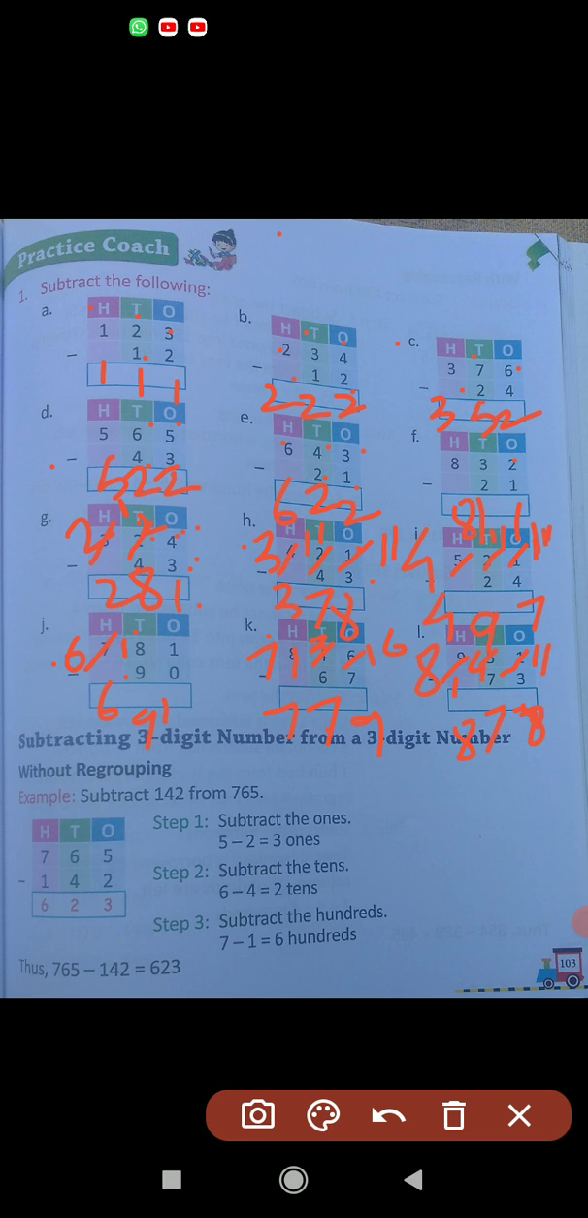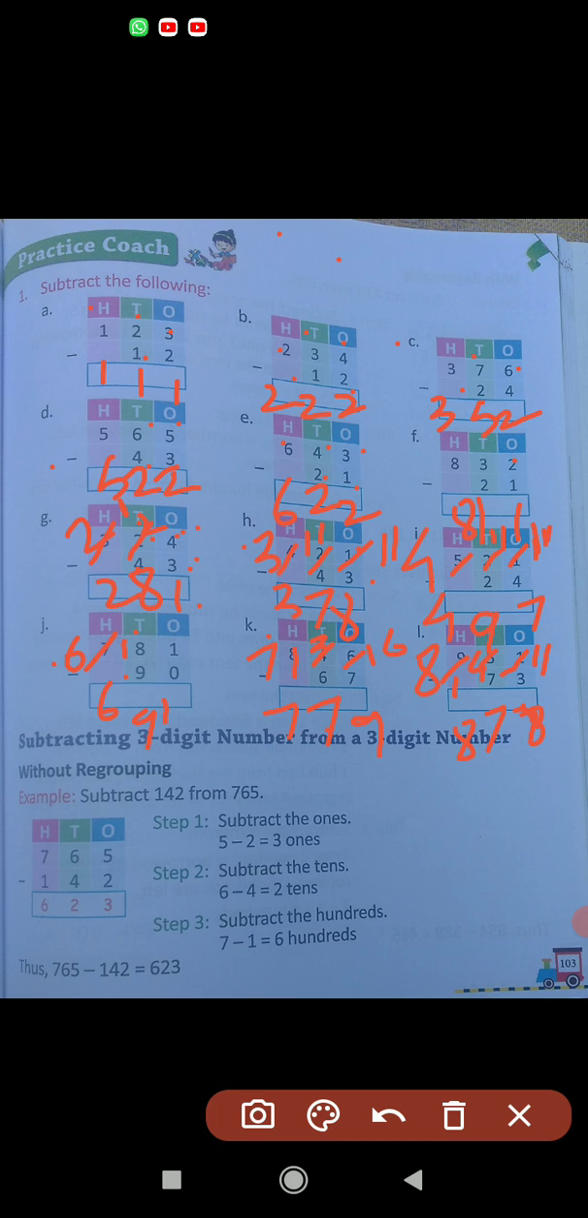And now we have solved question number 1 from page number 103. And I hope you are understanding, students, how to subtract 2-digit number from 3-digit number with regrouping and without regrouping. Okay. Next, our topic is subtracting 3-digit number from a 3-digit number without regrouping.